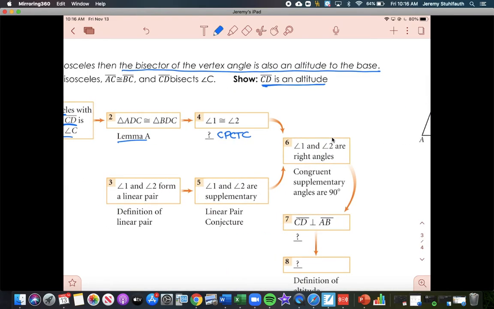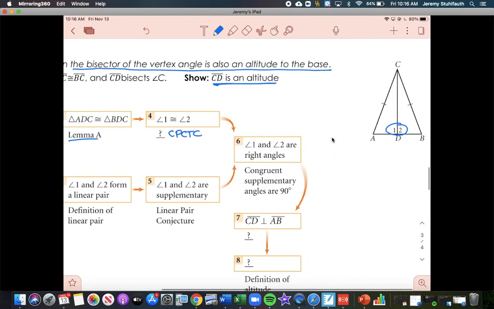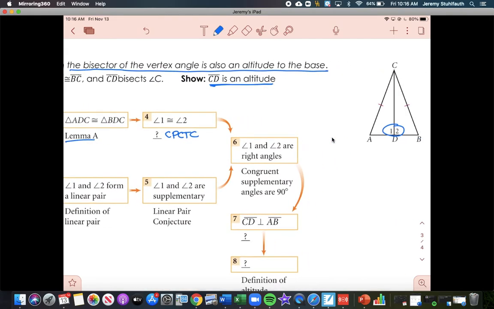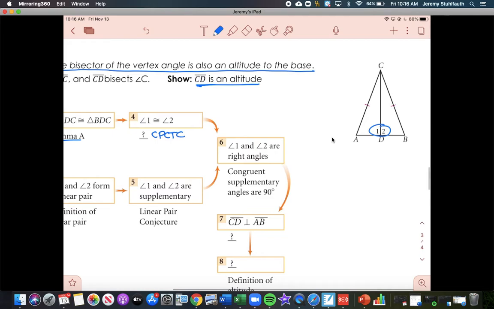We also know that angle 1 and angle 2 form a linear pair. Because they're a linear pair, we know they're supplementary. And because they're congruent to each other, the only type of angles that are congruent to each other and supplementary are 90-degree angles. So that's a right angle.